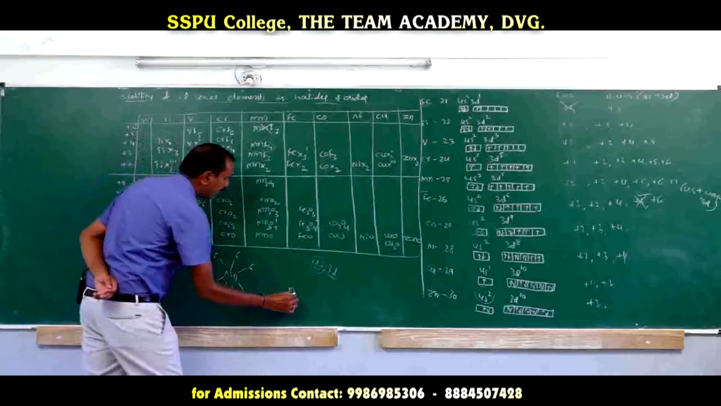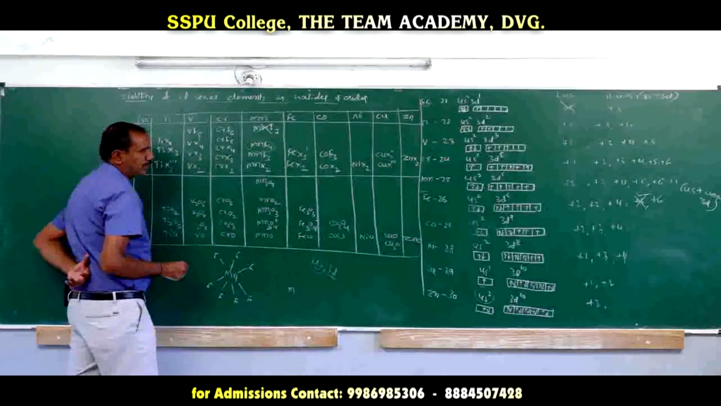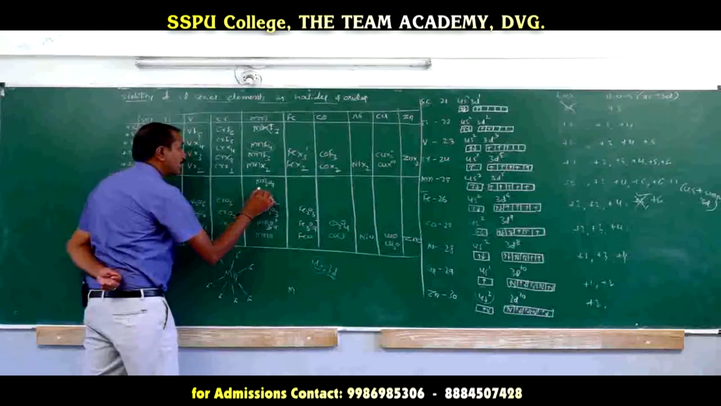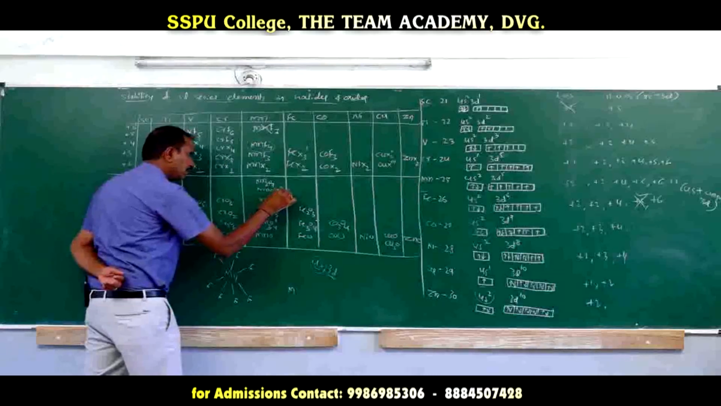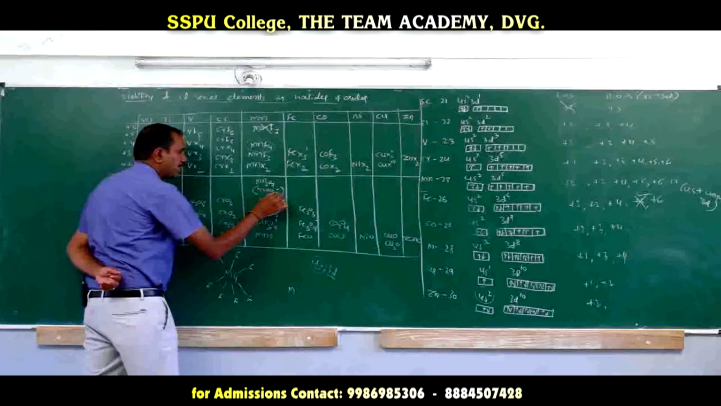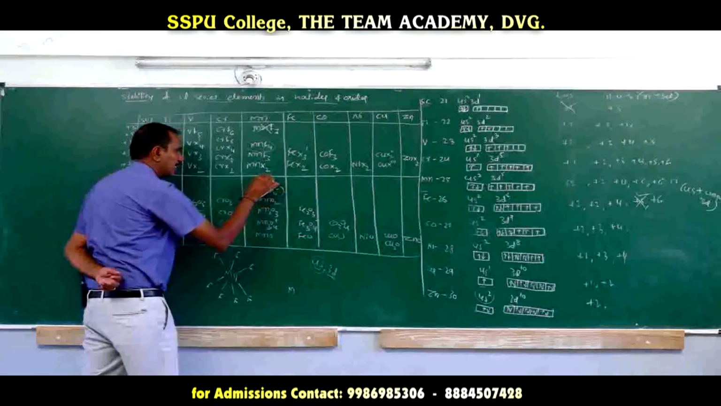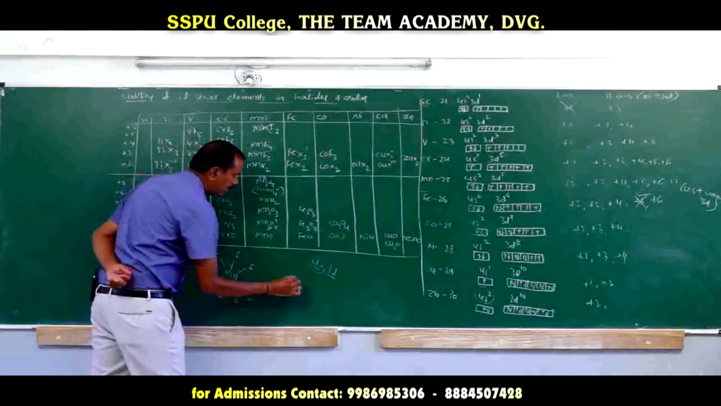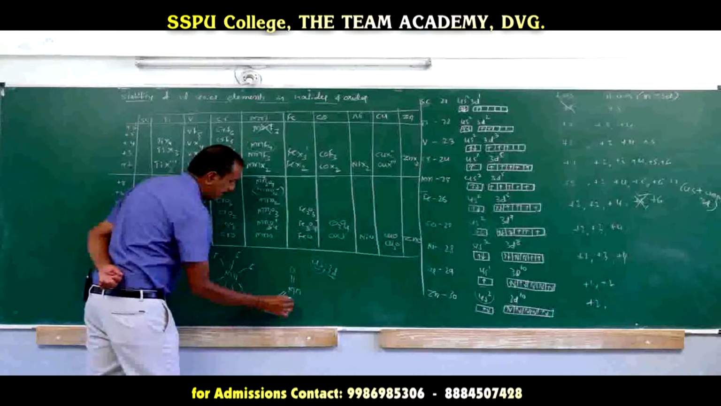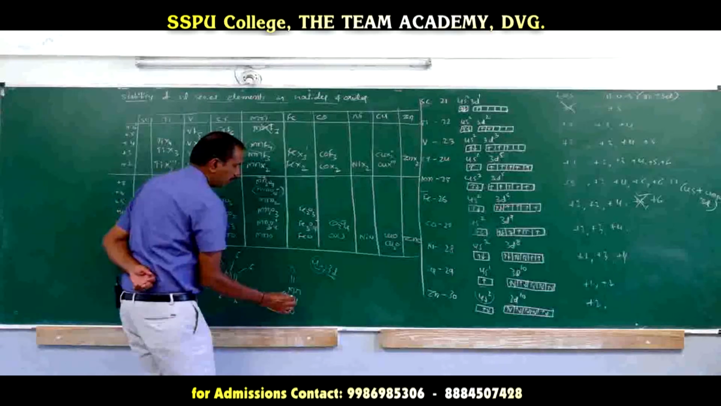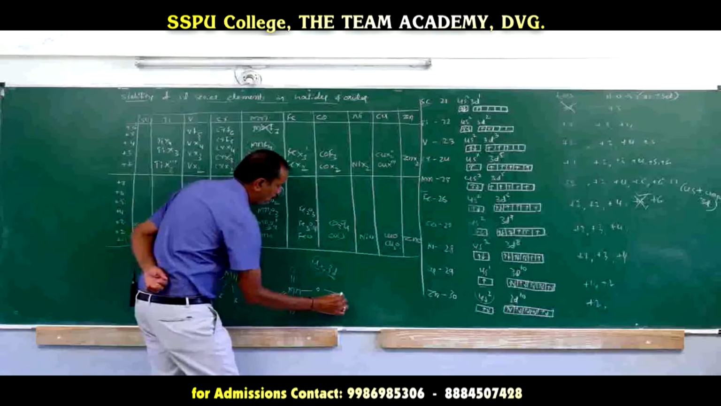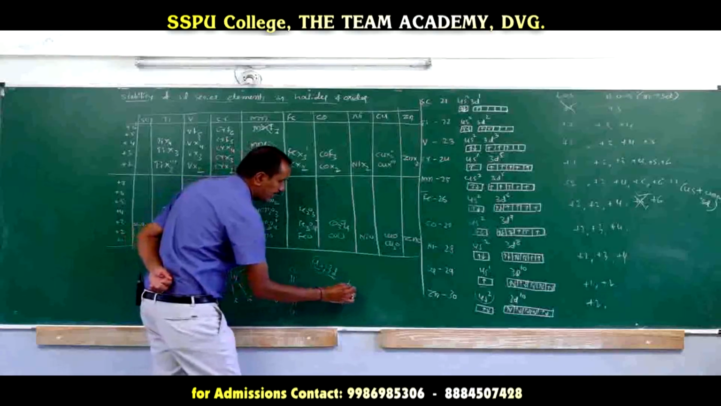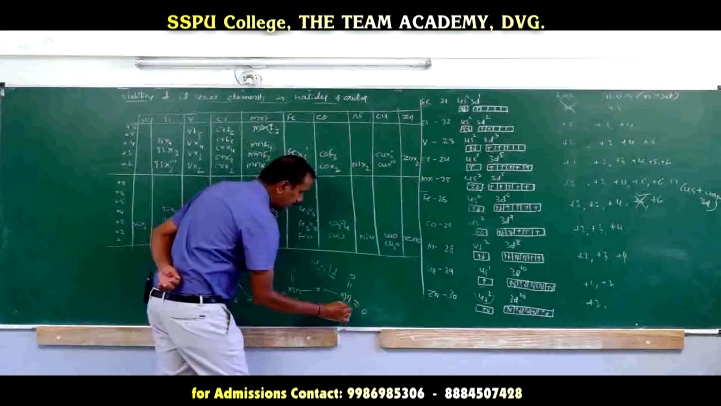If we write Mn2O7, or MnO4 minus, in both MnO4 minus and Mn2O7, the oxidation state for Mn is plus 7 only. So Mn forms multiple bonds with oxygen: it forms 3 double bonds with oxygen, and then one more Mn-oxygen bond is there, like this.